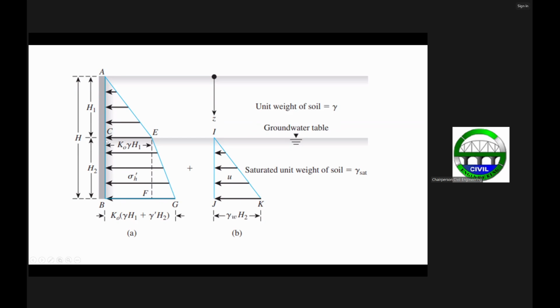So for this one, this is the additional K sub O gamma prime times H sub 2. That's the additional effective stress. And then for the pore water pressure, the maximum horizontal pressure here is the unit weight of water times H sub 2. This one here.